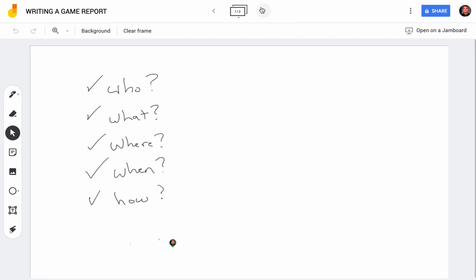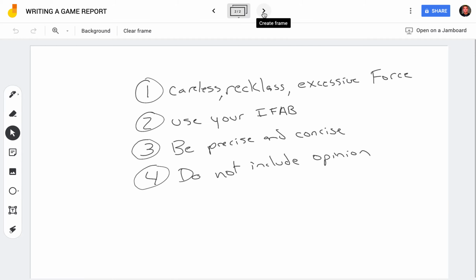Now, the other big things to remember are, again, the specific language, and we're going to use careless, reckless, or excessive force. You need to differentiate between those three. All of you should know from your first course ever which one is which. Careless is associated with a common foul, reckless would be a caution, and excessive force is going to be a send-off. You also need to use your IFAB laws of the game, so you use that specific language.